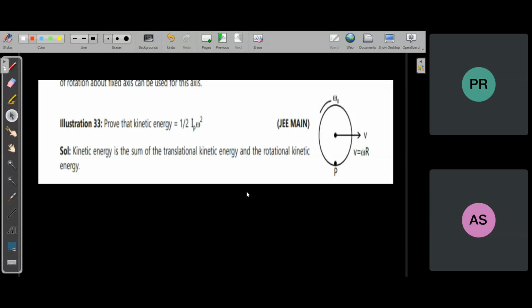Are you getting the answer or not? One minute, sir, I'm reconnecting. It's showing that the picture has stopped due to my network. Okay, one minute, rejoin. Yes, sir, I'm rejoining.